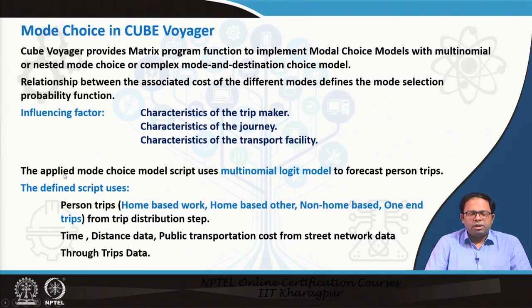In this particular example, we show you a multinomial logit model, and using that we will develop a mode choice model. The defined script uses %trips for home based work, home based other, and non home based, and 1n trips from the trip distribution step, then time and distance data, public transportation cost from the street network data, and finally through trips data. So these are the data that we will use to develop the mode choice model.